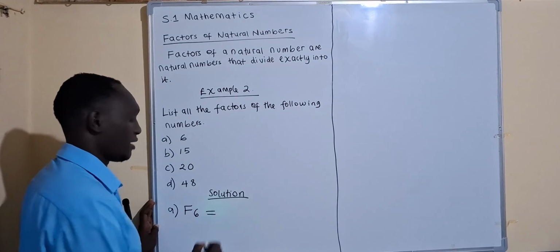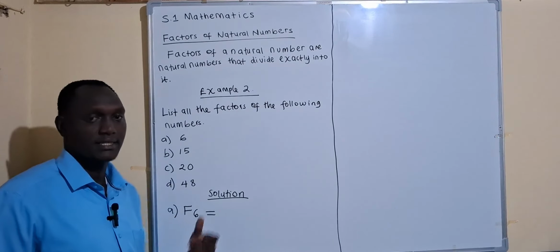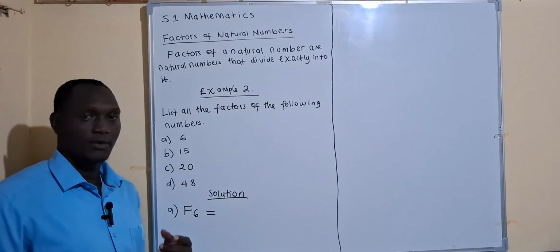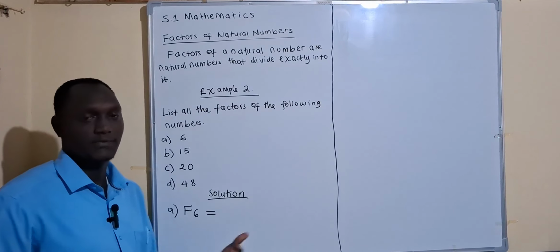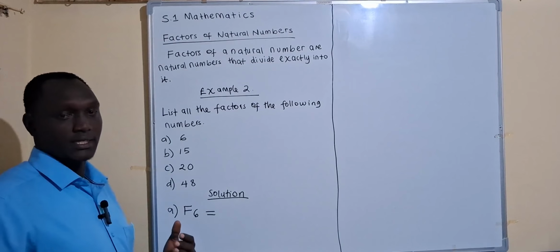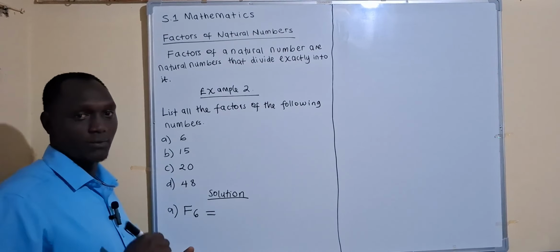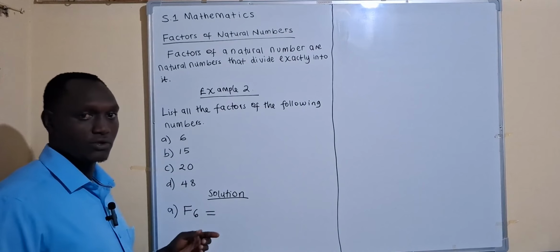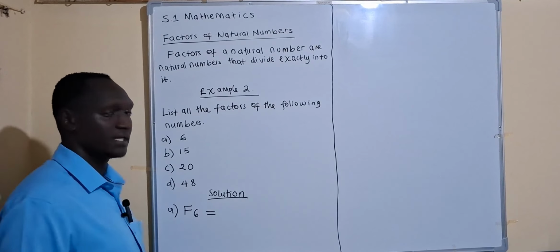Factors of 6. When we are looking for factors of 6, we are looking for numbers that divide 6 and the remainder is 0. Or we are looking for numbers by which, when 6 is divided, there is no remainder. So we start using counting numbers or natural numbers. We shall start from 1 and then stop at 6. I will tell you the reason why we don't go beyond 6, or beyond any other number.